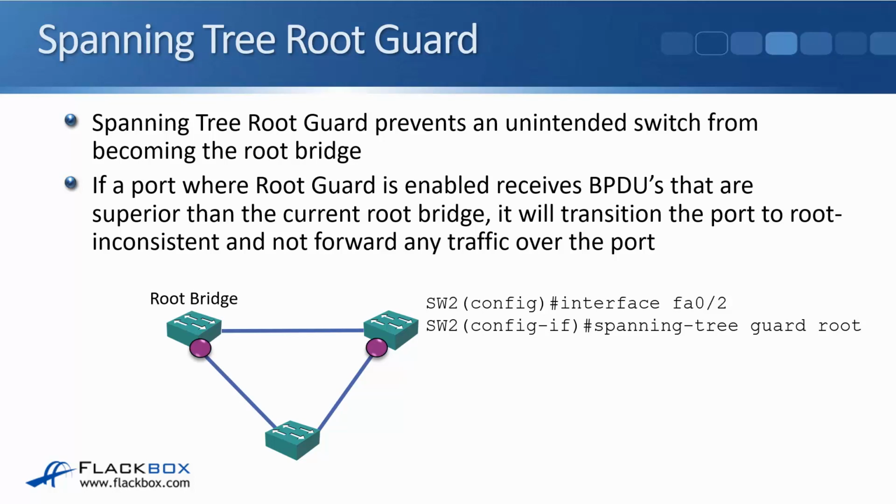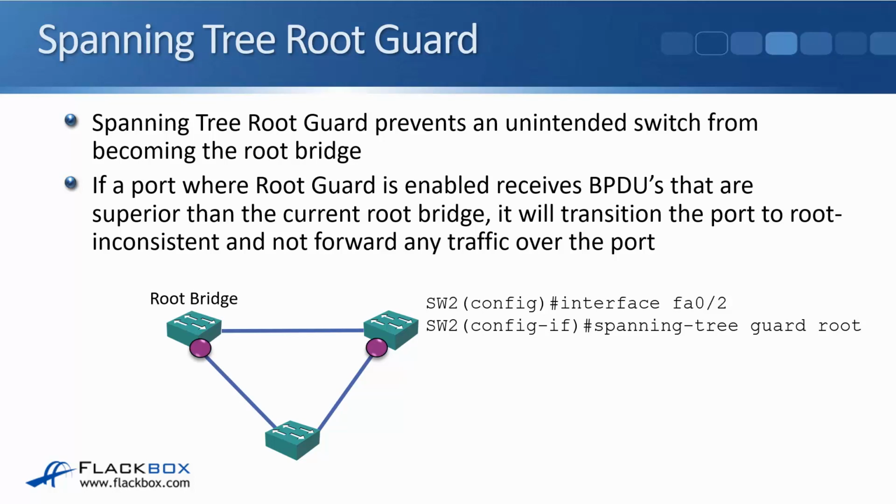The way it works is that if a port where root guard is enabled receives BPDUs that are superior to the current root bridge, it will transition that port to root inconsistent, meaning that no traffic will be forwarded over that port. And the way that you configure this is on the interface, you say spanning-tree guard root.